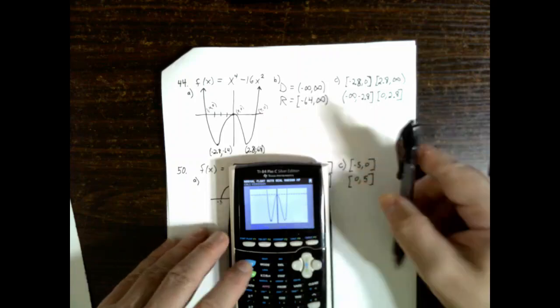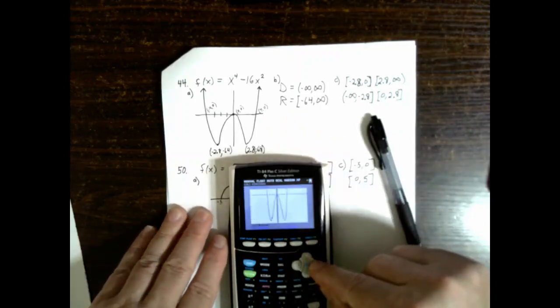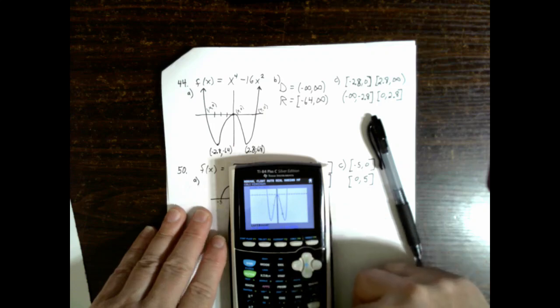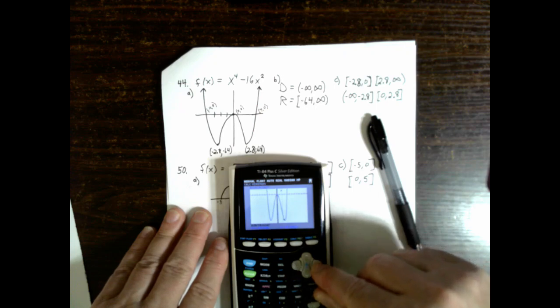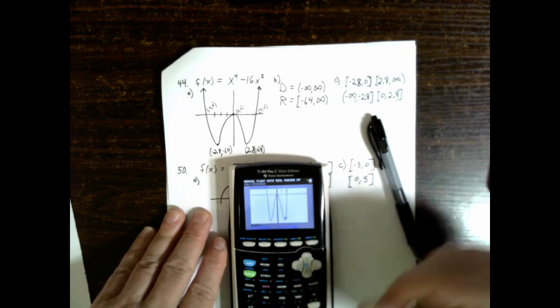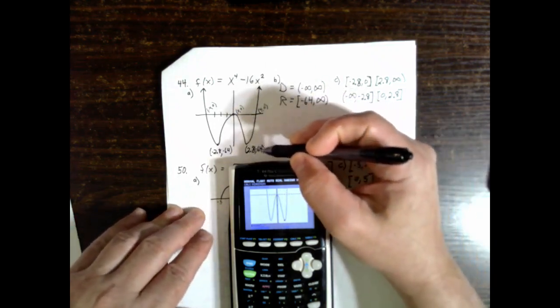Now let's find that one. Second trace 3. We move all the way over here, and you move to the left of it, enter. Then we move to the right of it, enter, and then guess. And again we get +2.8, -64.